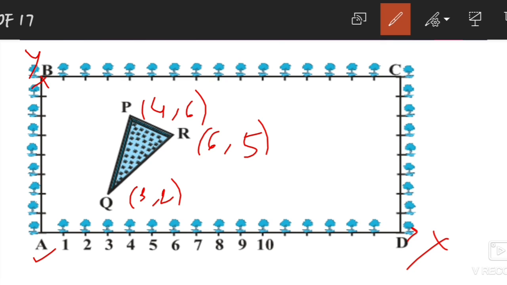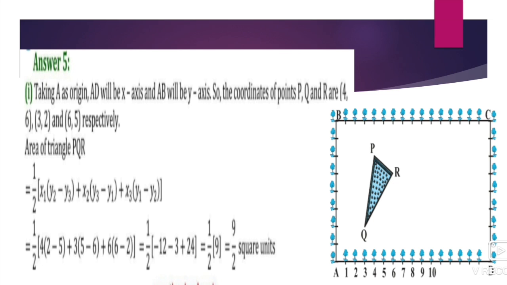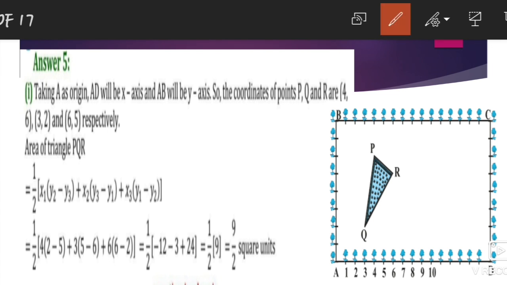Now you have to find the area of triangle PQR with respect to these coordinates. So let's check the solution where the coordinates are given. P, Q, R will be 4, 6, 3, 2 and 6, 5 respectively. So put these values of the coordinates in the area of triangle formula. You will get the area of the triangle PQR as 9/2 square units or 4.5 square units.